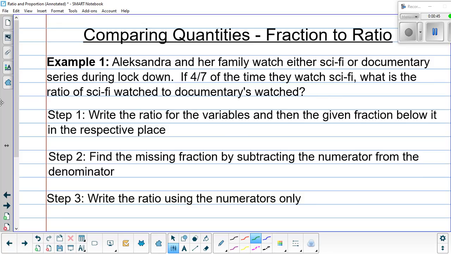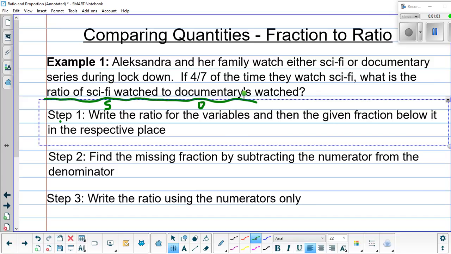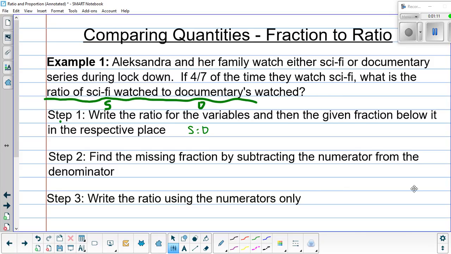So, what does that look like? Well, what variables are we looking for? It says it in the question. What is the ratio of sci-fi to documentaries? Right? So that means we're going to say S to D. So I'm just going to shrink my pen a little. So we're going to do S to D. And then we want to put the fraction below in the respective place. So 4/7 of the time they watch sci-fi. So that's 4/7 right there.